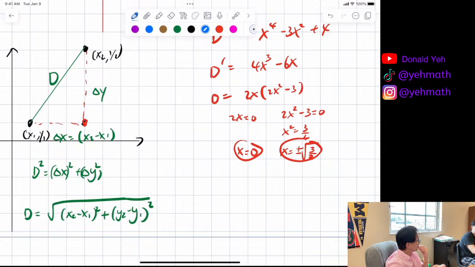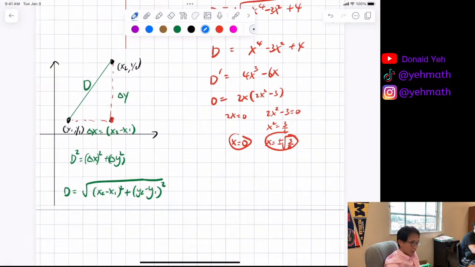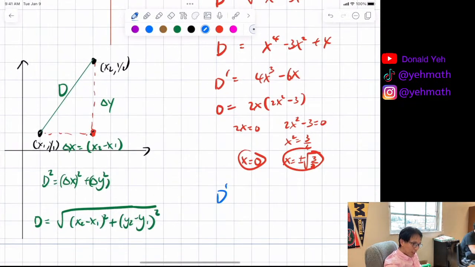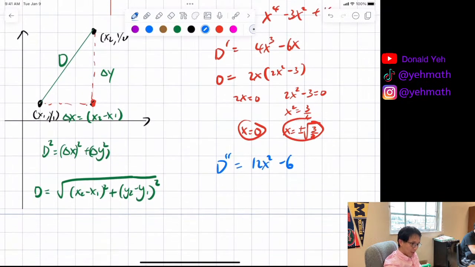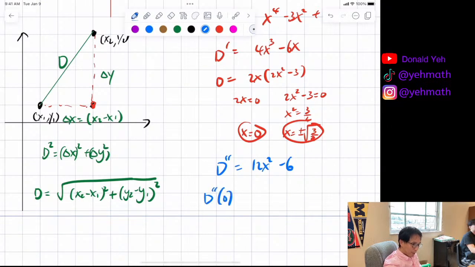Well, that can be done, but it's not the best. Could you plug it into the distance thing? No. Plug in what? Second derivative? Second derivative. Why do I do the second derivative? Because it's easy to do. That's 12x squared minus 6. And I'm going to do d double prime, plug in 0, and see what happened.